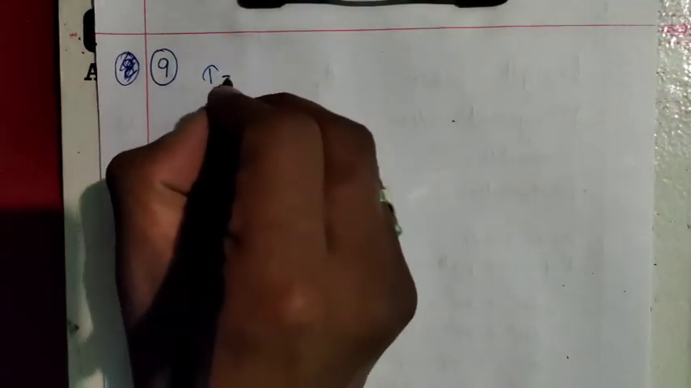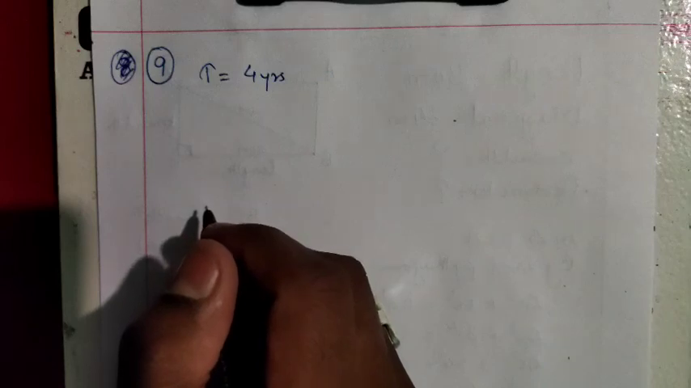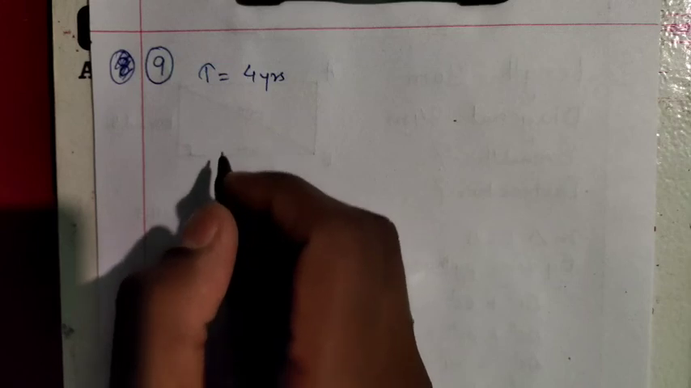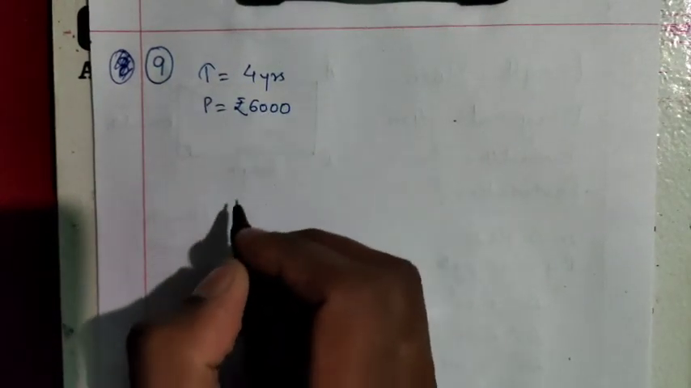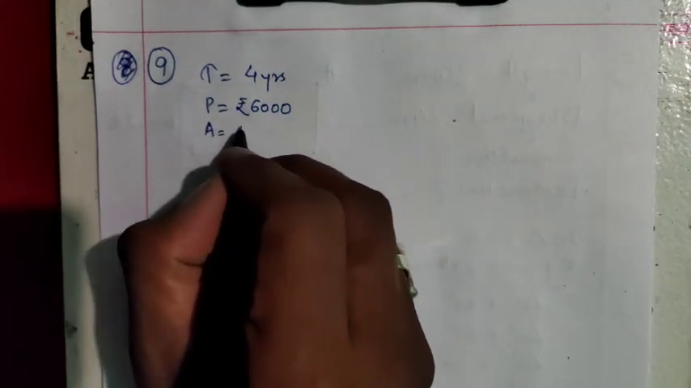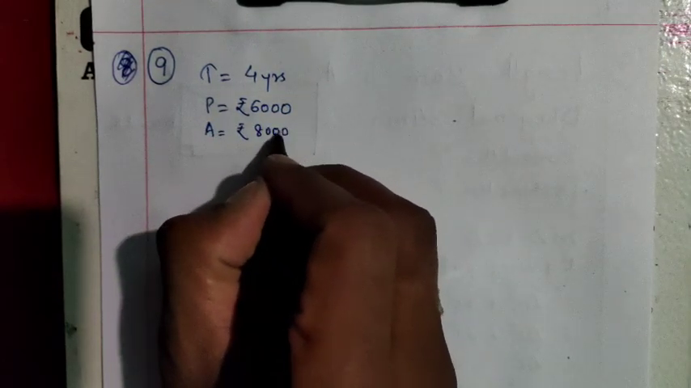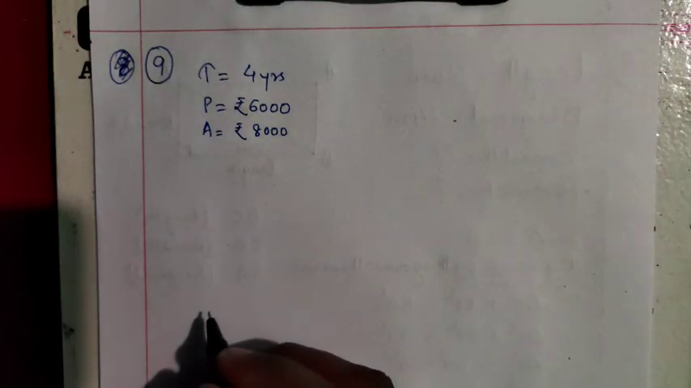First we are going to start from question number 9. First let us understand what question number 9 is. Question number 9 is saying in 4 years, it means time is given, t is equal to 4 years. In 4 years, rupees 6,000 amount to rupees 8,000. It means principal is given rupees 6,000 and it becomes rupees 8,000. That means amount is also given, rupees 8,000. This is the amount, and the question is saying in what time.